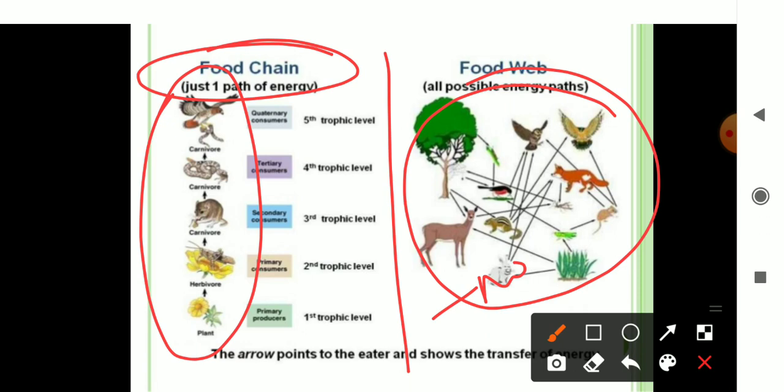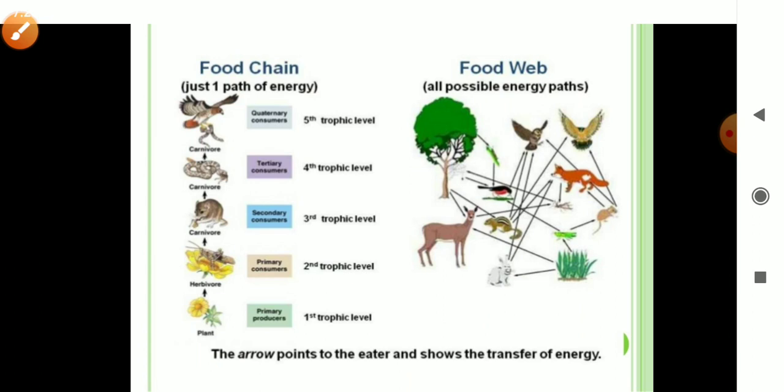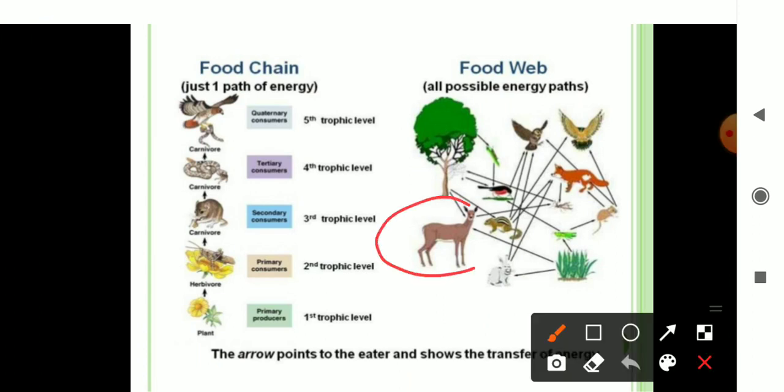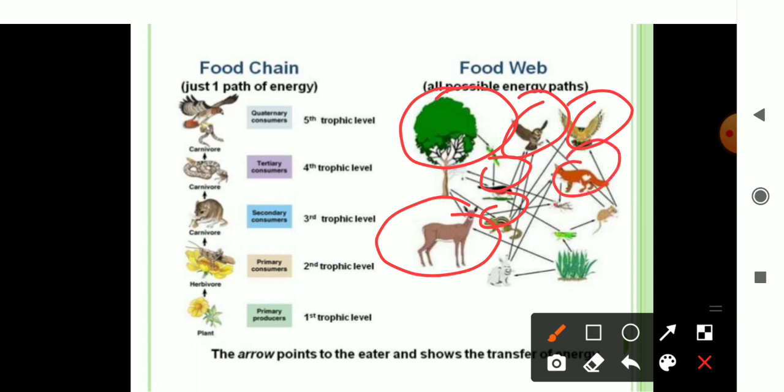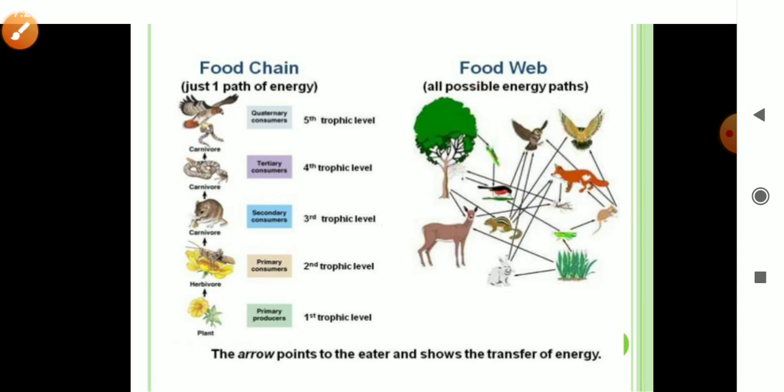A food chain will have populations of say 3 to 5 species, but a food web has populations of a number of species because it's a network of interconnected food chains. So populations of a number of species will make up the food web. So this is the difference between a food chain and a food web.